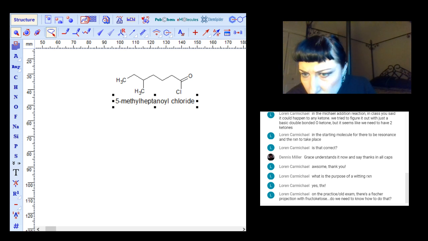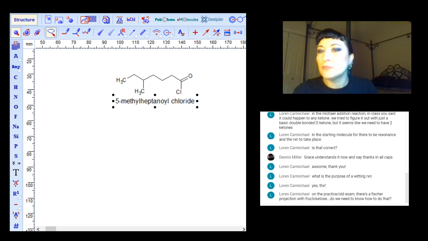There's a Fisher projection with fructoketose. In theory, I didn't spend any time covering those this semester. I just told you you could because I know I'm teaching you guys all biochem next semester, so I figured I didn't need to. I know you were going to get it next semester. So you don't need to know how to do that, but it's a good thought problem to look at it and say, yes, I see where this is going.